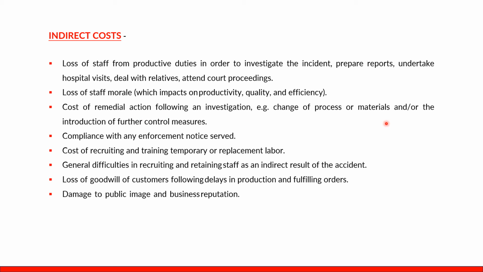Next is change of process or materials and or the introduction of further control measures. If any accident happened, after the result of the investigation, the company is advised to apply some more control measures. For example, the company needs to buy more safety gear, and if it has to change its process, then it will also cost more. Then there is compliance with any enforcement notice served. If any notice is issued by the government authority to the company, the company has to reply accordingly.